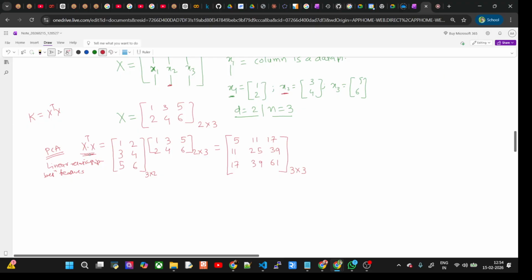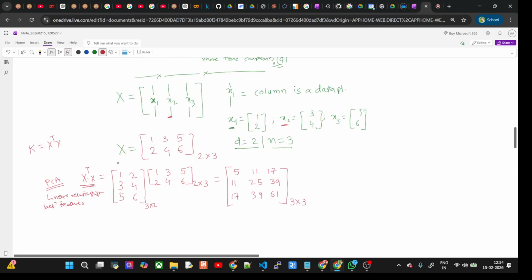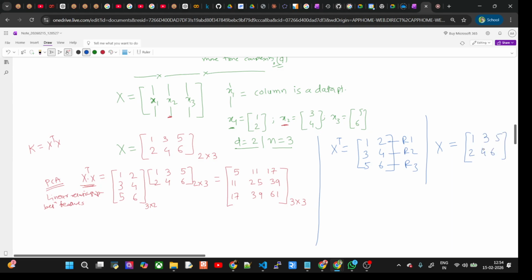Okay, so X transpose I am writing here. X transpose is what? X transpose is 1 2 3 4 5 6. This is row 1, this is row 2, this is row 3. And for X, what is the row? X has rows 1 3 5... wait, 1 2 3 4 5 6. So this is the X matrix.